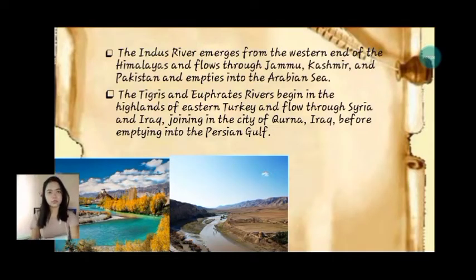The next river that we have is the Indus River. It emerges from the western end of the Himalayas and flows through Jammu, Kashmir and Pakistan and empties into the Arabian Sea. Next are the Tigris and the Euphrates Rivers, which began in the highlands of eastern Turkey and flowed through Syria and Iraq, joining in the city of Qurna, Iraq before emptying into the Persian Gulf. The land between the two rivers is known as Mesopotamia.